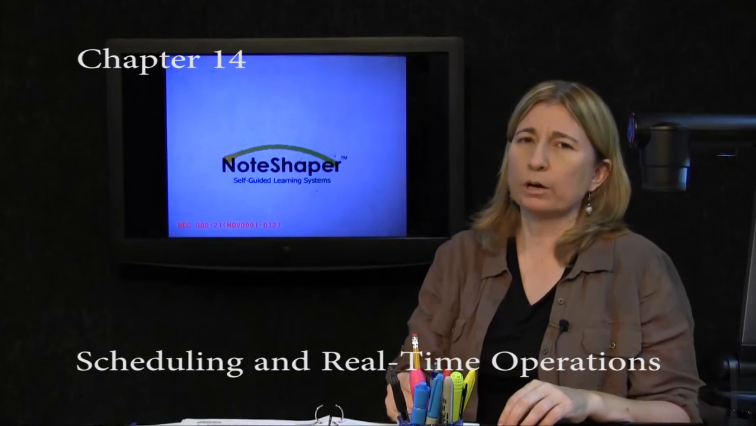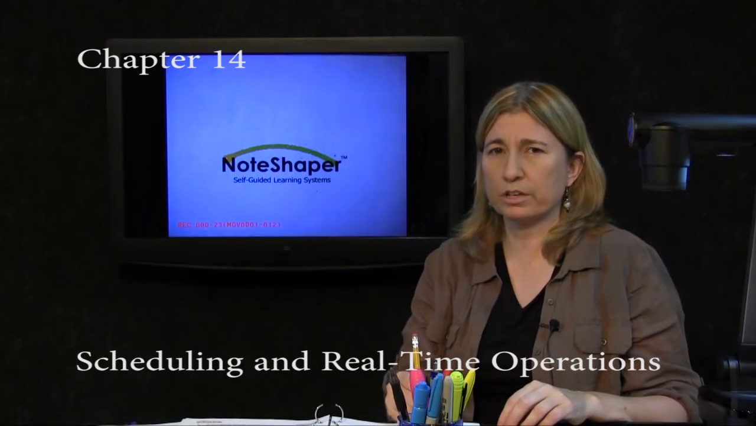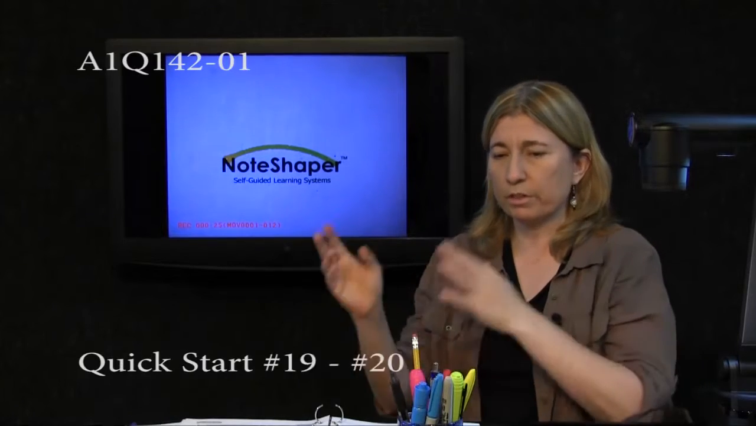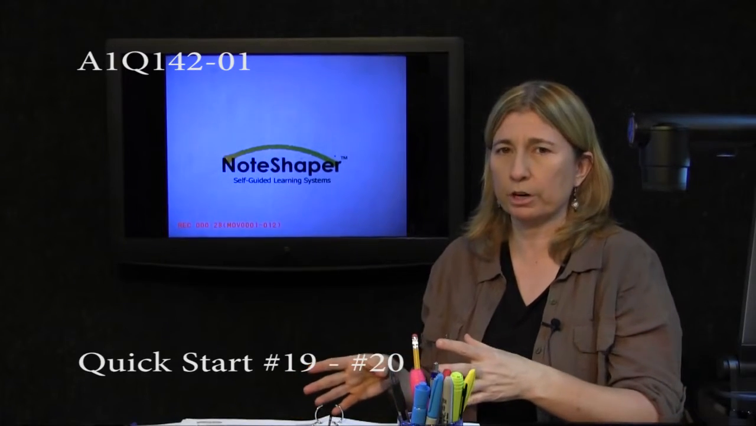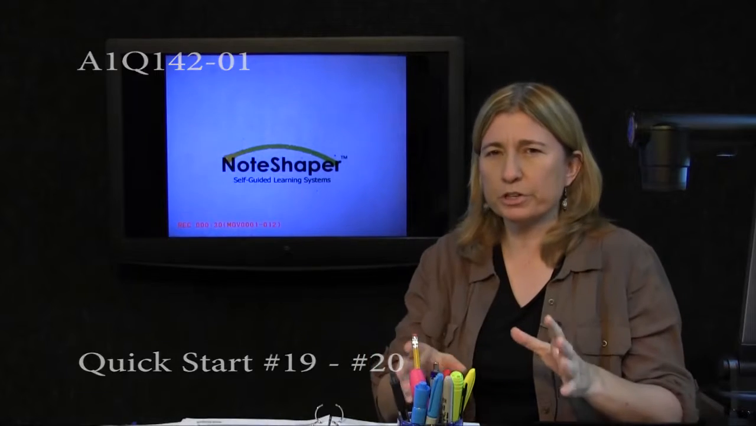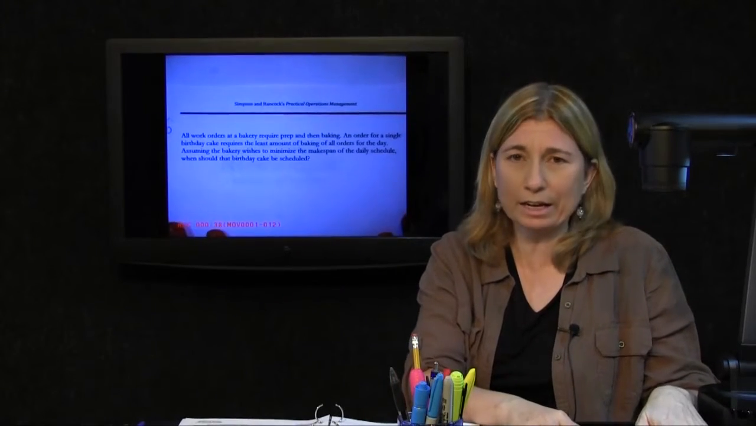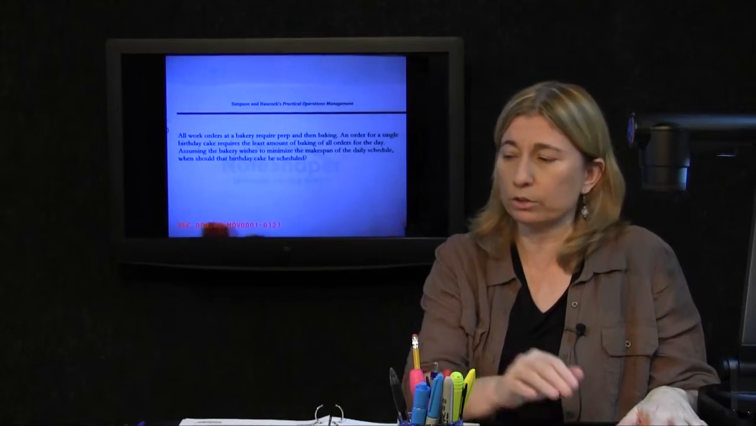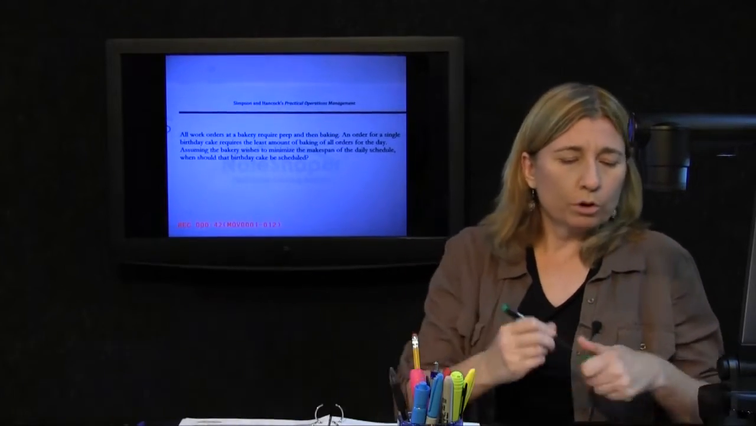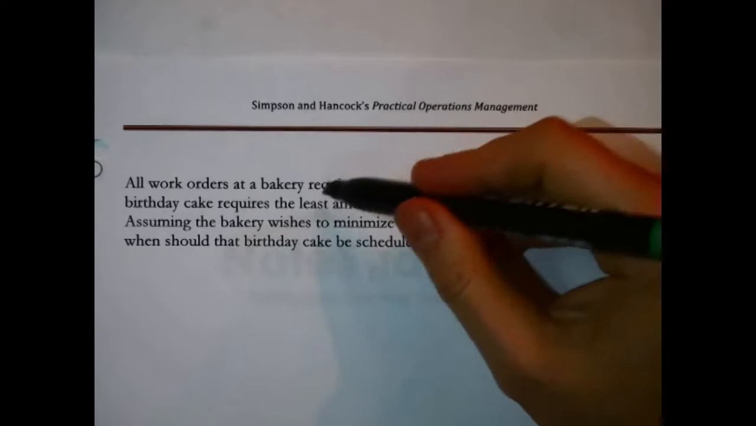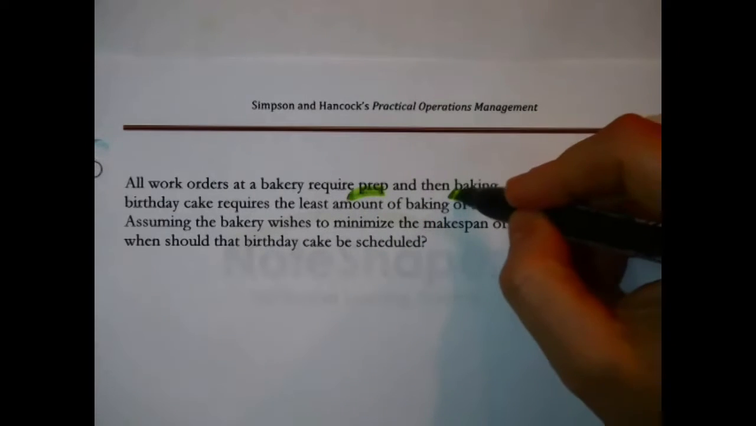Anytime you have a job shop that consists of two processes, like first this has to be done, then that has to be done for each job, that scenario is just crying for Johnson's rule. This bakery featured in this problem is a classic example of that. Let's take a look. All work orders at the bakery require prep and then baking.